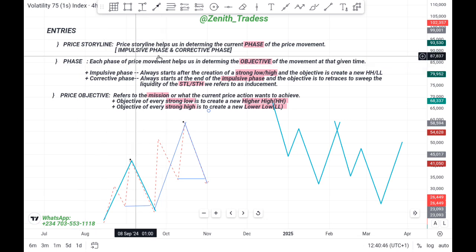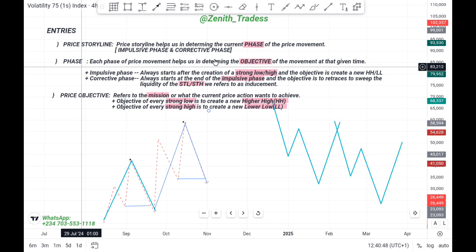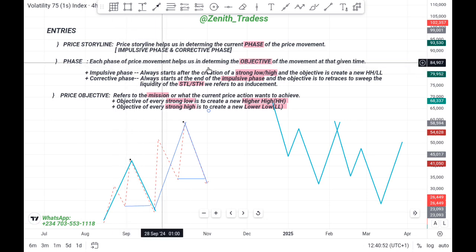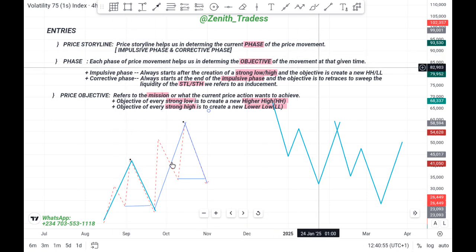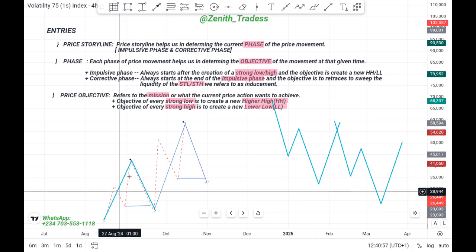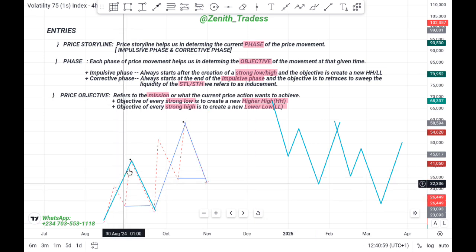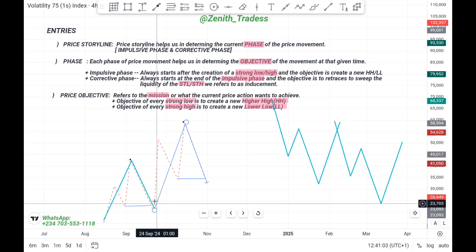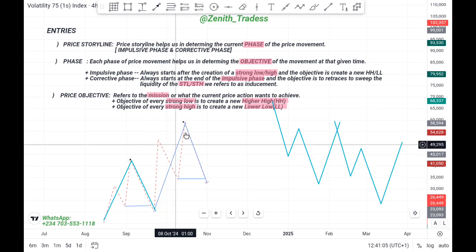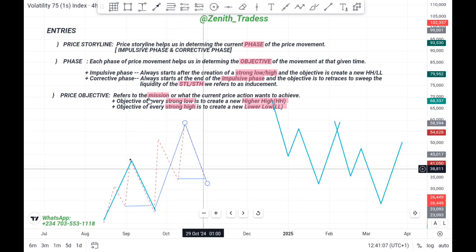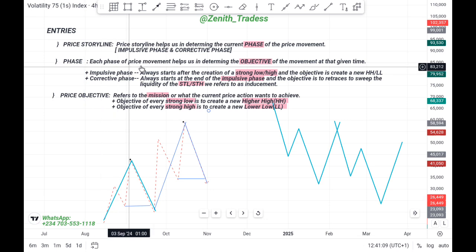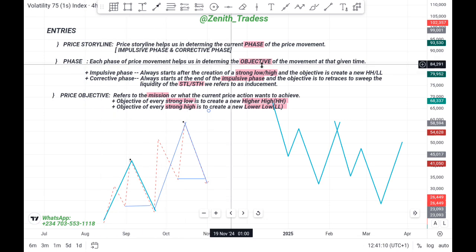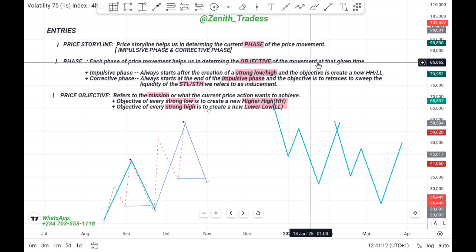Phase, as I've explained, we have impulsive and corrective. So this phase now is the... Each phase of price movement helps us in determining the objective. Once we know the phase, okay, this is an impulsive move, what is the objective of this move? This is a corrective move, what is the objective of this move? This is another impulsive move, what's the objective of this move? Another corrective move. So that's what they said. Each phase of price movement helps us in determining the objective of the movement at that given time.